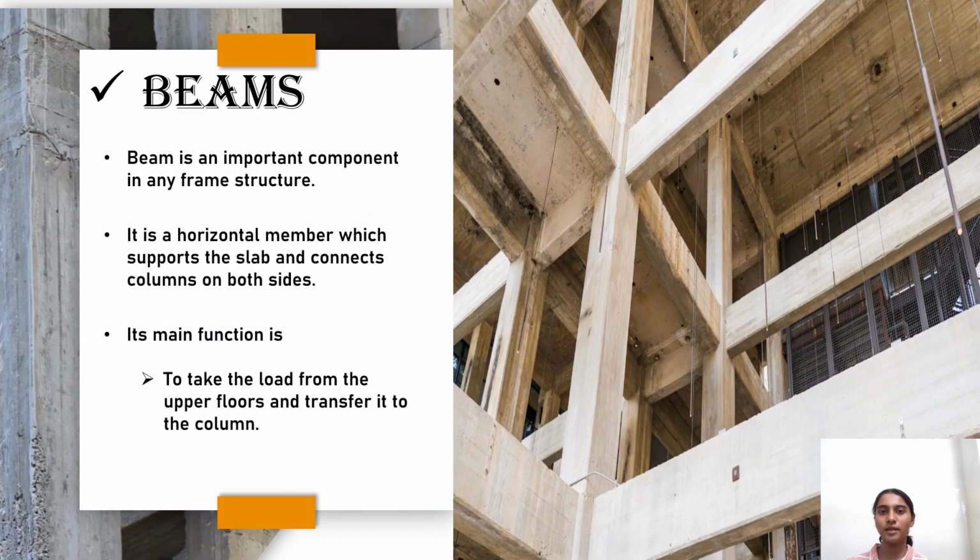Next structural element is beams. Beam is an important component in any frame structure. It is a horizontal member which supports the slab and connects columns on both sides. Its main function is to take the load from the upper floors and transfer it to the columns.